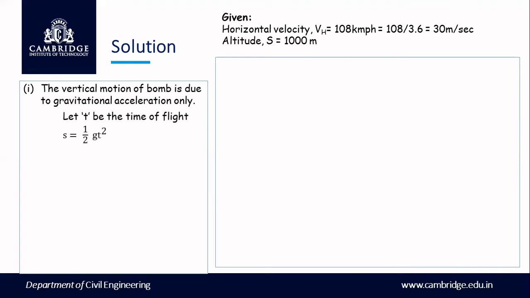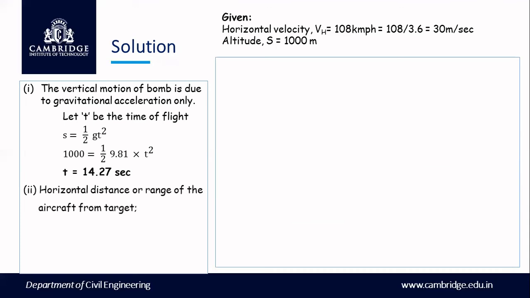Therefore, we have learned that equation: s = (1/2)gt². We are not going to take ut because in the vertical direction the initial velocity will be 0, so obviously that term is going to be 0 here. So s = (1/2)gt². We know the height s, we know g. Therefore, we can calculate t. So we got t = 14.27 seconds. So this is the time taken by the bomb to reach the ground from the aircraft.